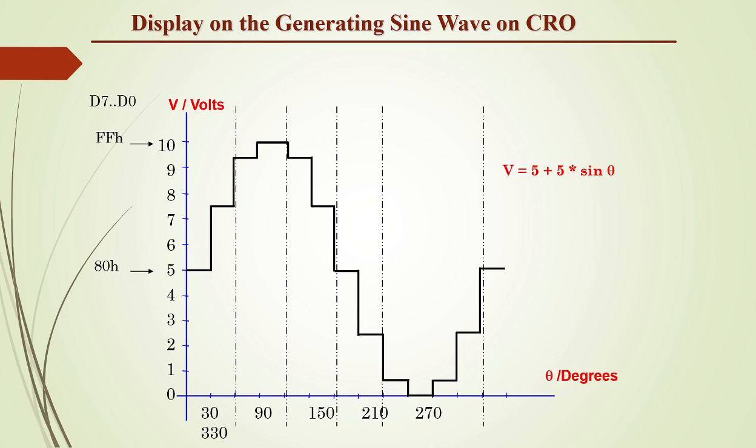So here is the view of the sine wave that will be available on the CRO. As we have taken an interval of 30 degrees between two values, it looks like this. If you want a finer sine wave or a better look of the sine wave, use a difference of 2 degrees and calculate the values that should be sent to the DAC. So you will get a smooth sine wave.